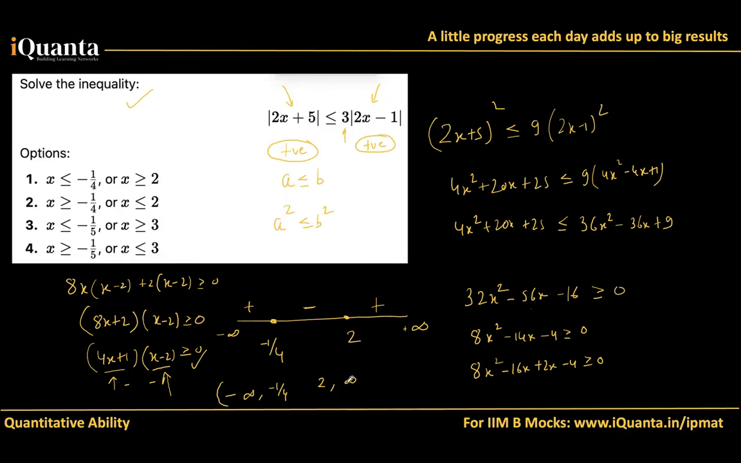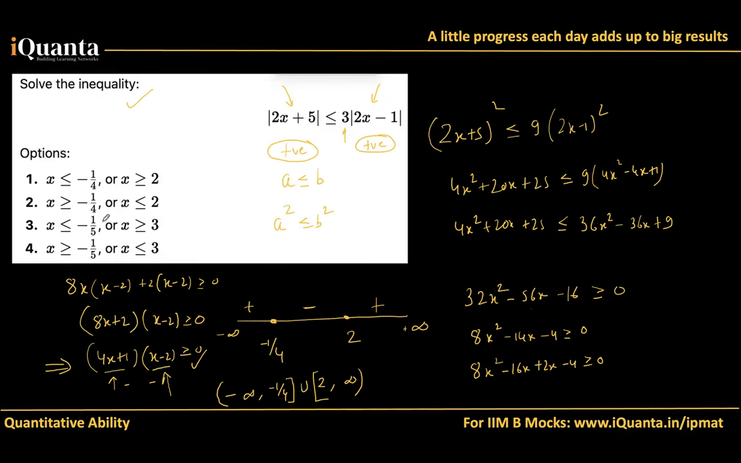Now, minus infinity is always excluded, infinity is always excluded, but when we talk about minus 1 by 4 and 2, we know that this inequality at minus 1 by 4 is going to be equal to 0. And in the inequality, again, we have equal to 0. So we'll accept this. At 2 also, this inequality will become 0 and we can accept 0 because left hand side, right hand side can be 0. And we'll make their union.